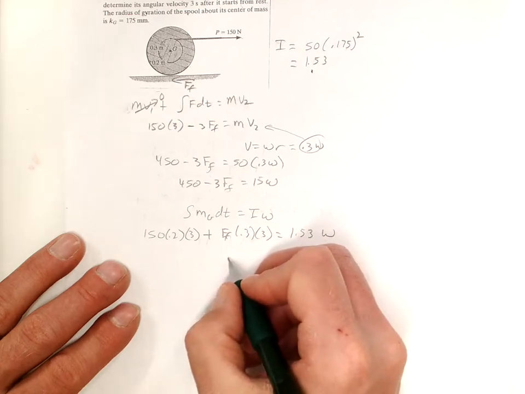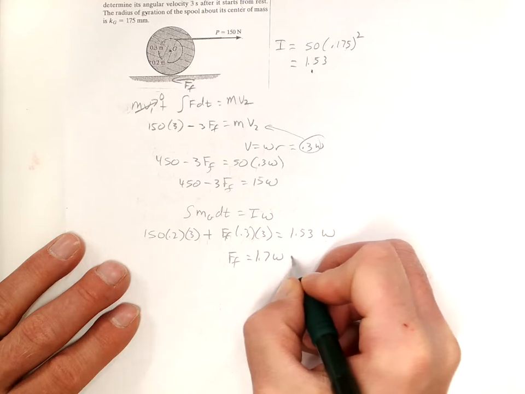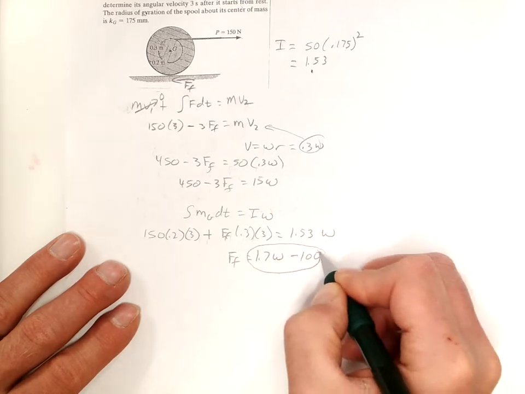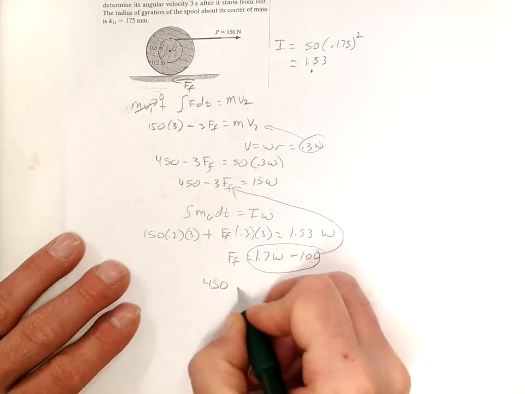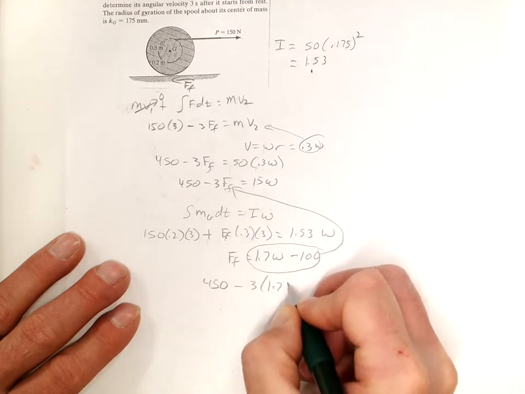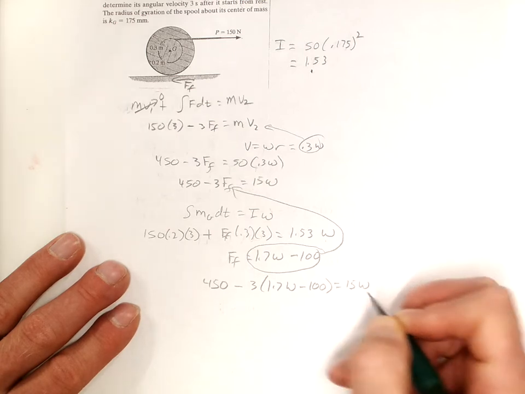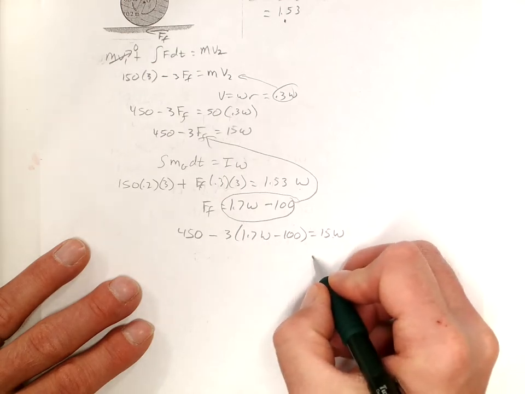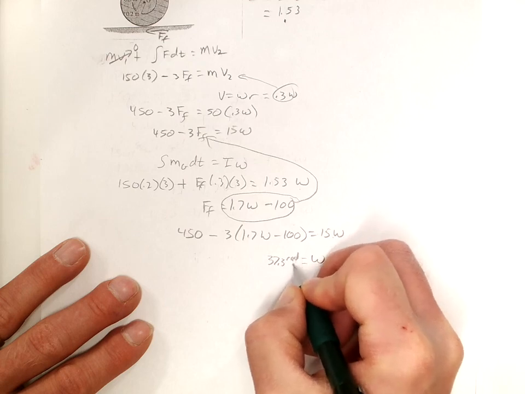Solving for F, force of friction, we get 1.7 omega minus 100. Now we'll put this into there, and we get 450 minus 3 times (1.7 omega minus 100) equals 15 omega. Solving for omega, we get omega equals 37.3 radians per second.